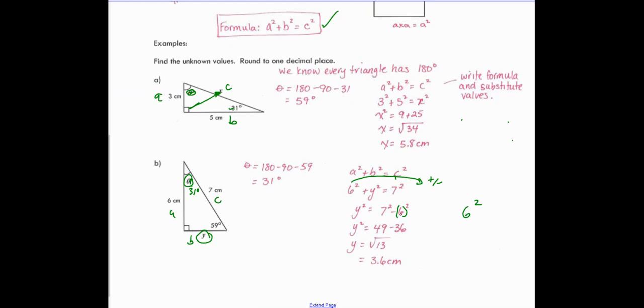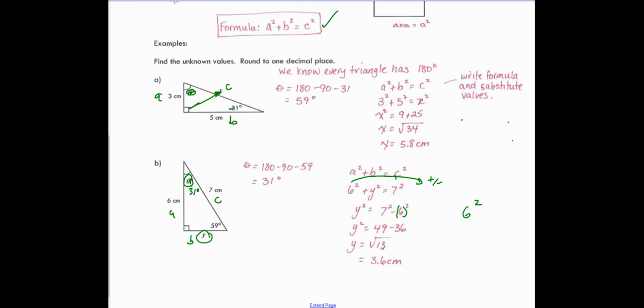So notice that it's the 36. That comes from the 6 being squared, it's not negative 6 being squared. So another common error that people make. Anyways, then to get rid of the y squared, we square root both sides, right?